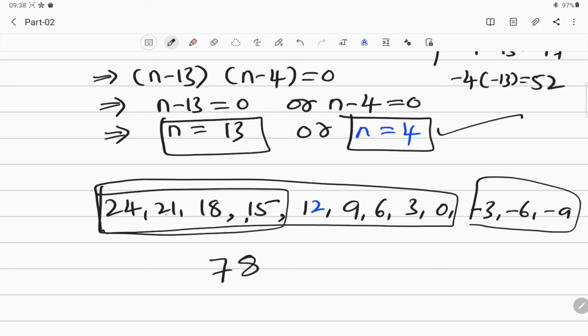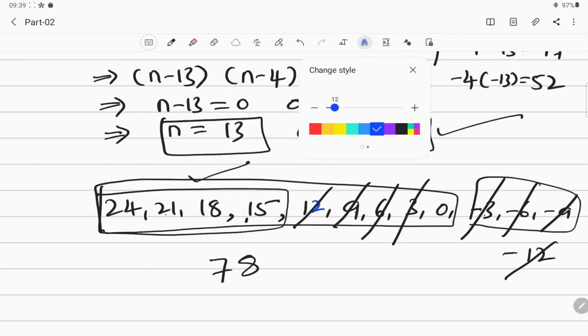Look at this: 1 2 3 4 5 6 7 8 9 10 11 12, and another one 13. So if you are adding, what will happen here? Tell me. This 12 and minus 12 will get cancelled. 9 and minus 9 get cancelled. 6 and minus 6, 3 and minus 3, everything will get cancelled. Ultimately, I am remaining with 4 terms only. So that's why both the answers are correct here.